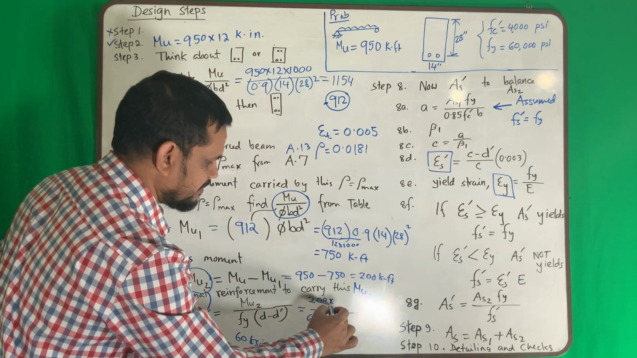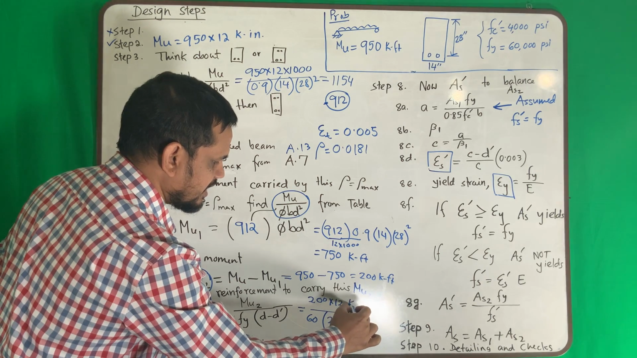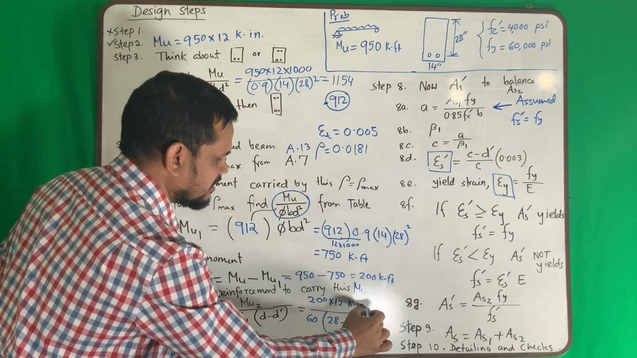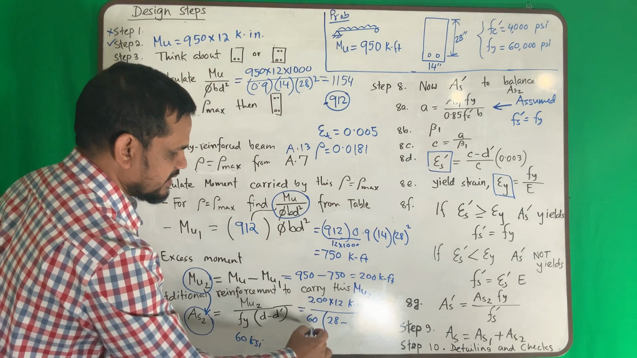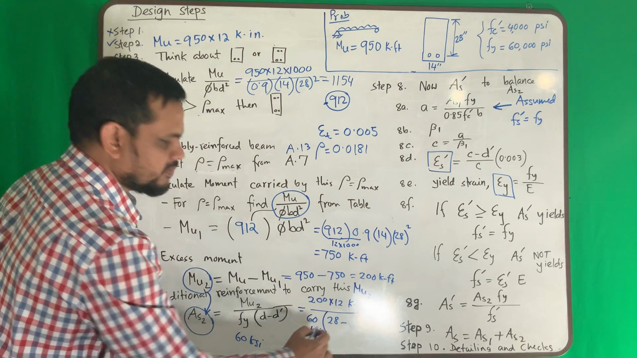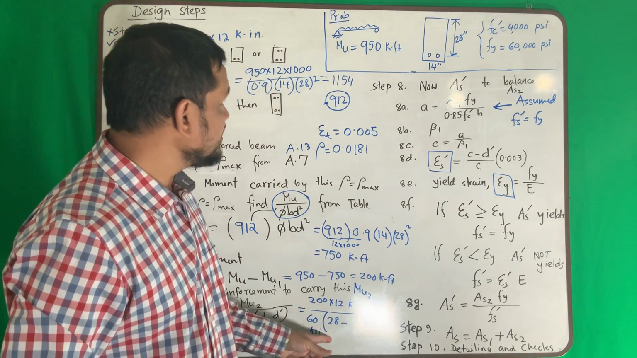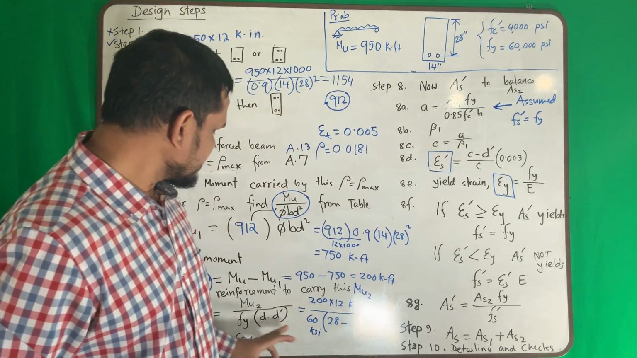So I will multiply by 12. So this is cube inch. My moment is cube inch. This is KSI. So my units are consistent. So D is given 28. Now what is D prime?